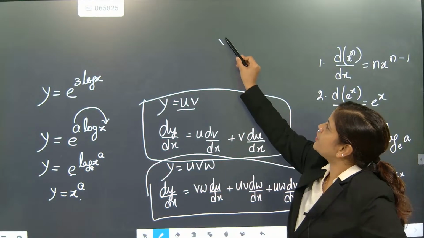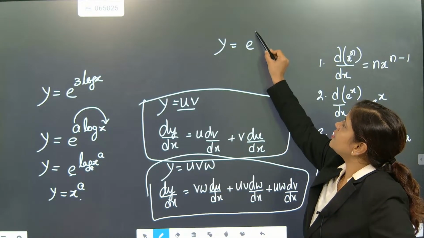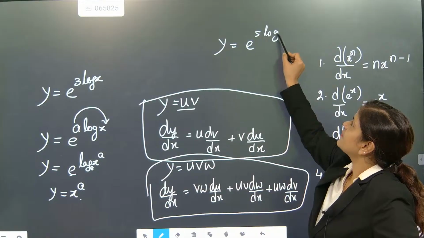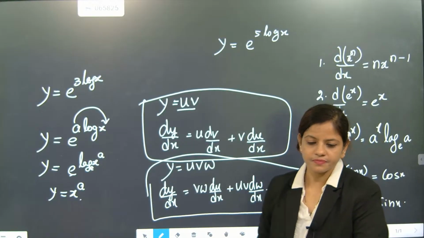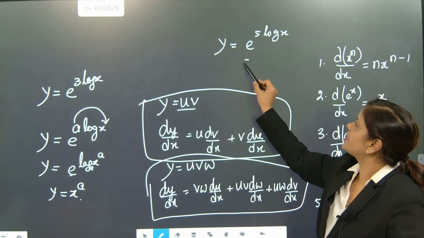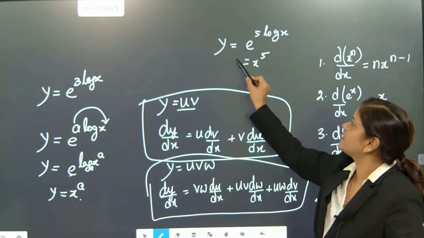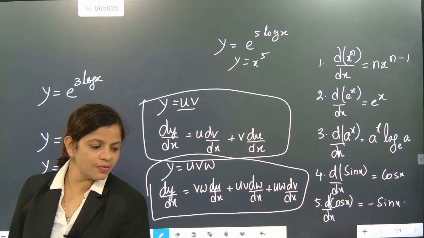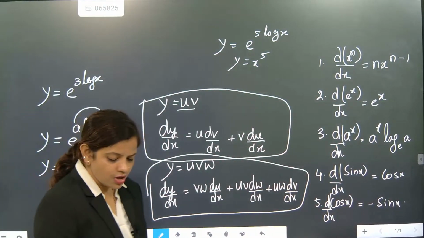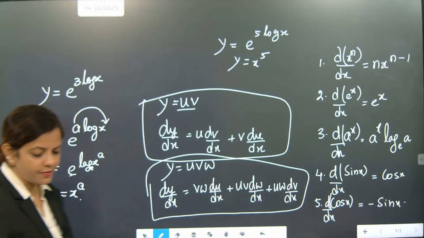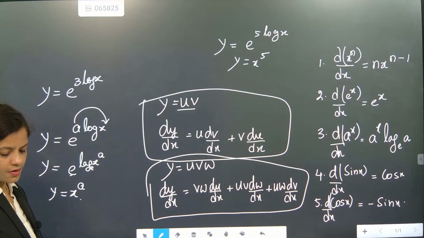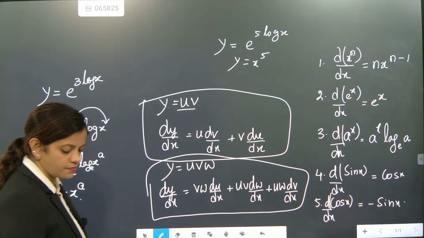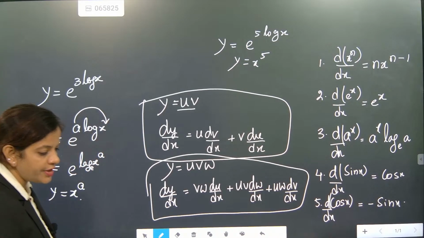In the shortcut, shall we do it? Y is equal to e to the power 5 log x. Then what answer will come? Directly the answer will become x to the power 5. Understood? Note it down first, and I will explain one by one. Once you know this, you will be able to solve the question nicely. Come on, do it, Peter. Can we do it?